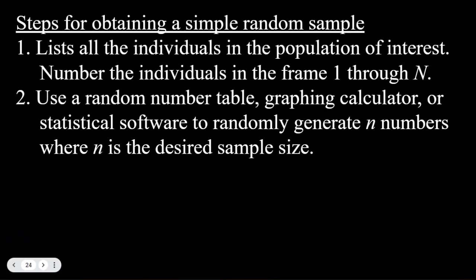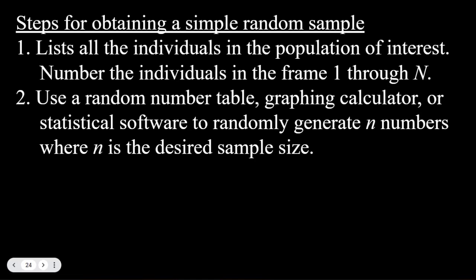Steps for obtaining a simple random sample. First of all, we do have to list all the individuals in the population of interest. Then we would number those individuals in the frame 1 through N. Remember, the frame is just that list of all the individuals. And then after that, we use a random number table, a graphing calculator, or statistical software to randomly generate n numbers, lowercase n, where lowercase n is the desired sample size.